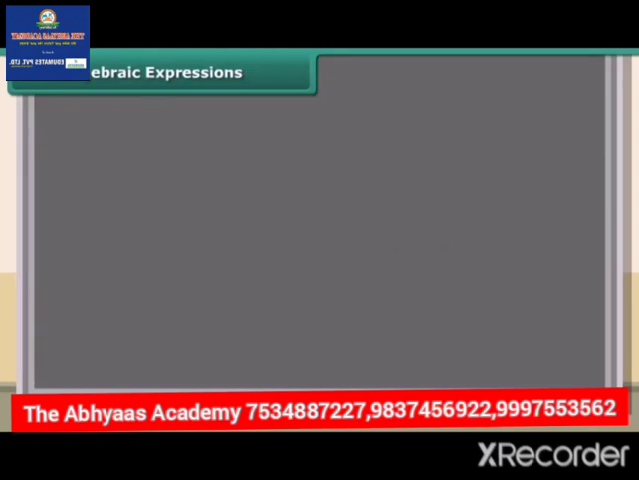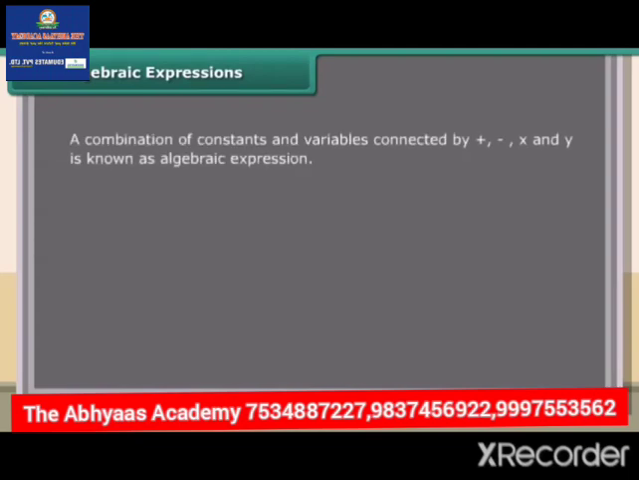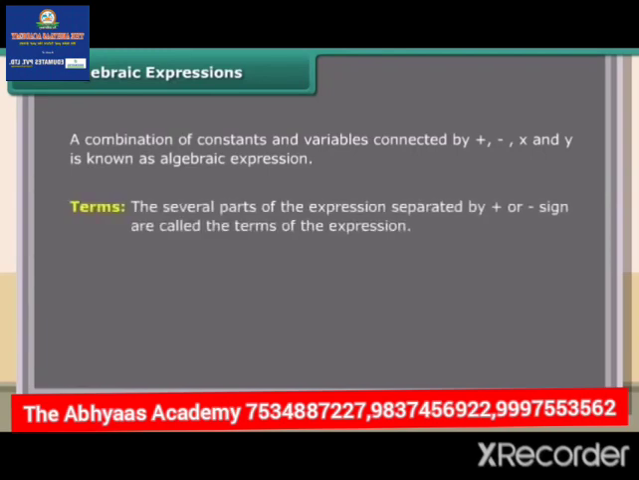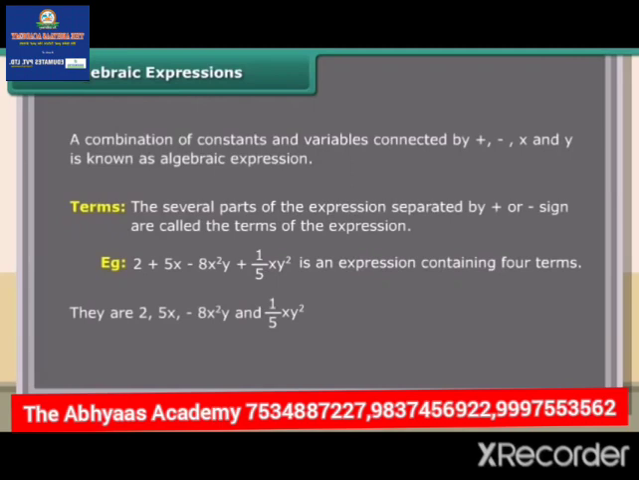Algebraic expressions. A combination of constants and variables connected by plus, minus, multiplication and division is known as an algebraic expression. Terms. The several parts of the expression separated by plus or minus signs are called the terms of the expression. Example: 2 plus 5x minus 8x square y plus 1 upon 5xy square is an expression containing 4 terms. They are 2, 5x, minus 8x square y, and 1 upon 5xy square.